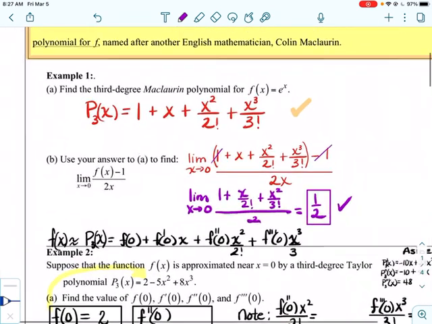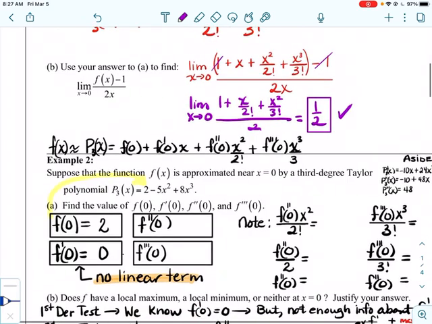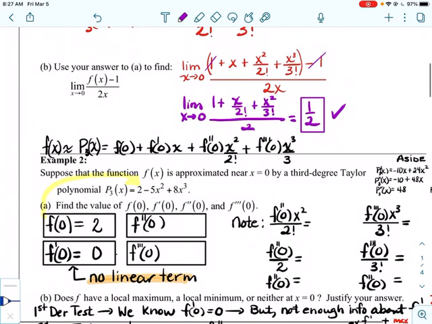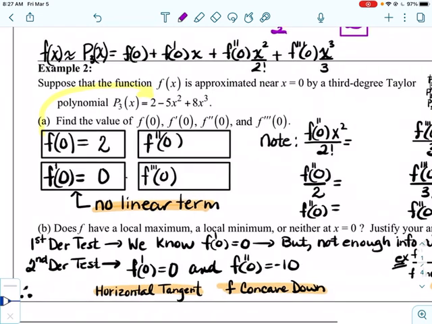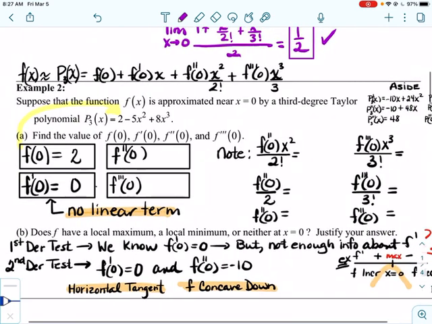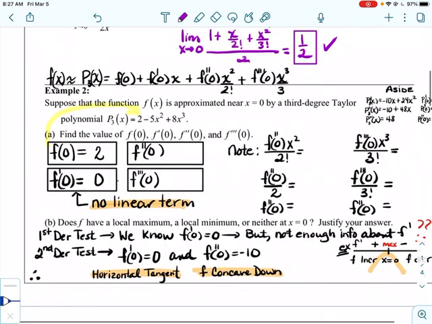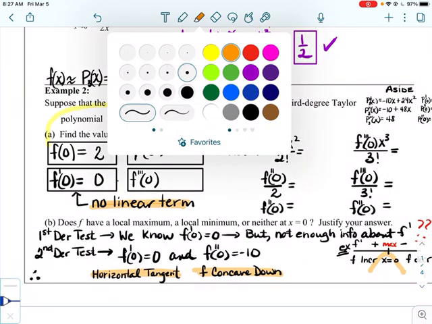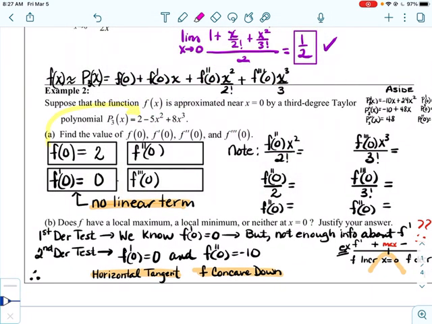So now, just a reminder of what the Taylor polynomial is, right there just above: f of 0 plus f prime of 0 x, and so on. So suppose that the function f of x is approximated near x equal to 0 by a third degree Taylor polynomial. So this polynomial, p of 3, is then equal to 2 minus 5x squared plus 8x cubed.